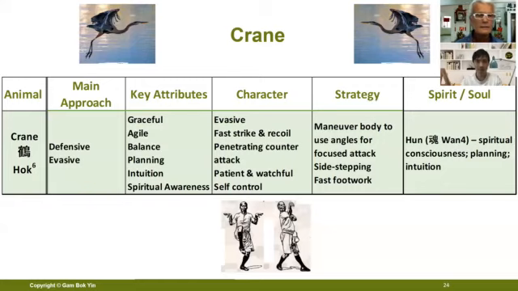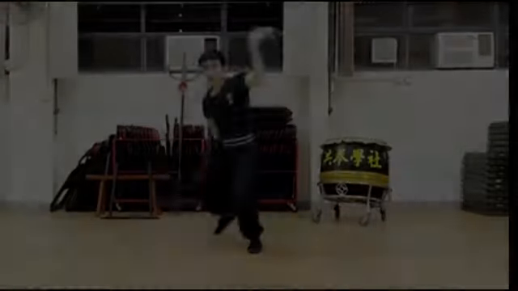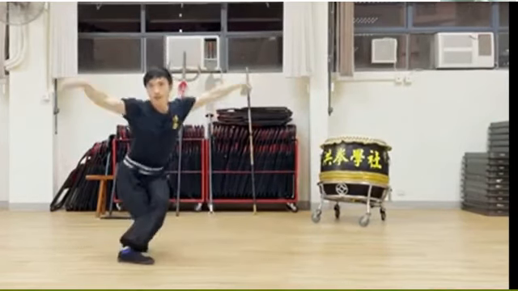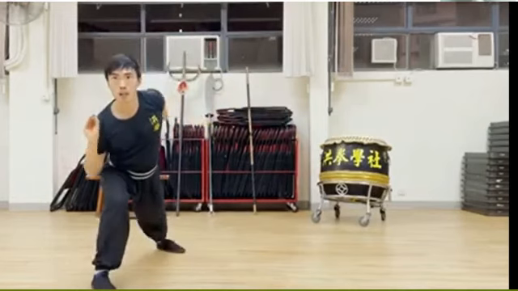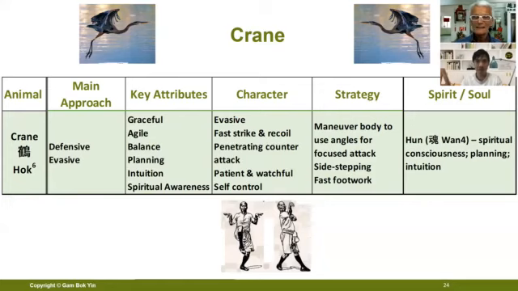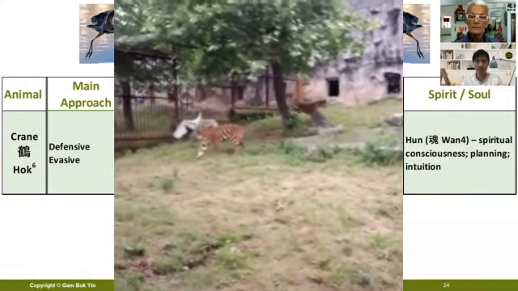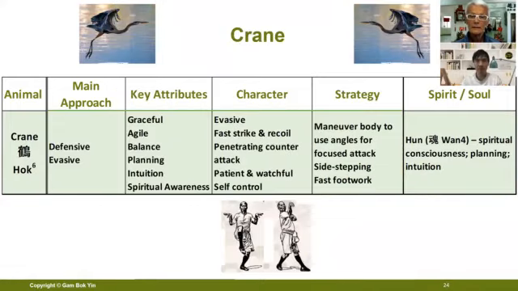So then the last one is the crane, and its main approach is one of defensive and evasive. I would not see the crane as an offensive animal, although in its defense, it is able to be offensive. And there are some videos on YouTube of cranes fighting tigers. If you ever have the chance to watch them, they're worth watching, because in the end, the crane wins. It may not kill the tiger, but the tiger gives up. It is not able to work out what to do.